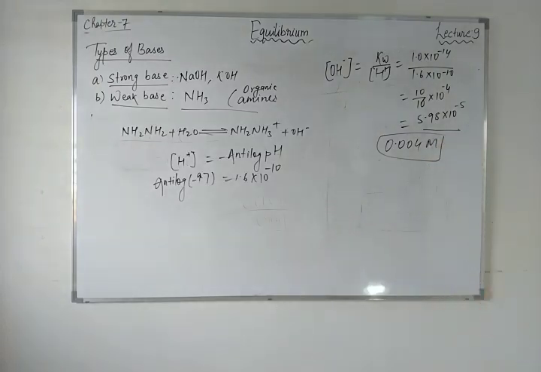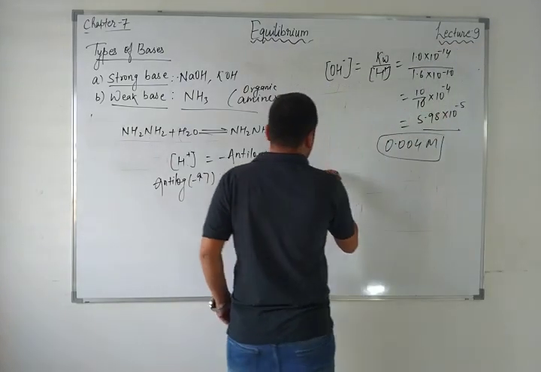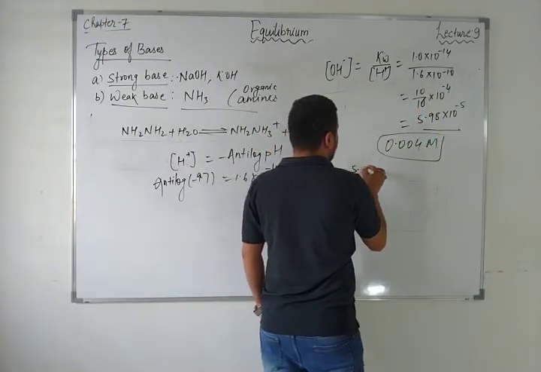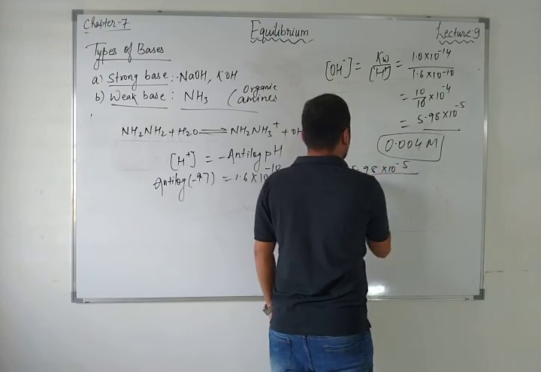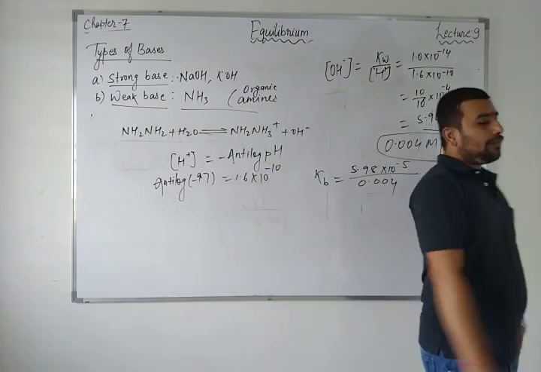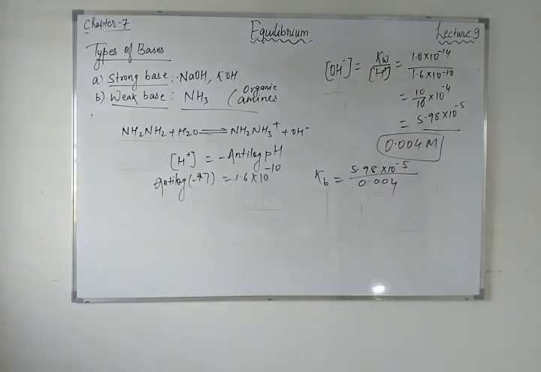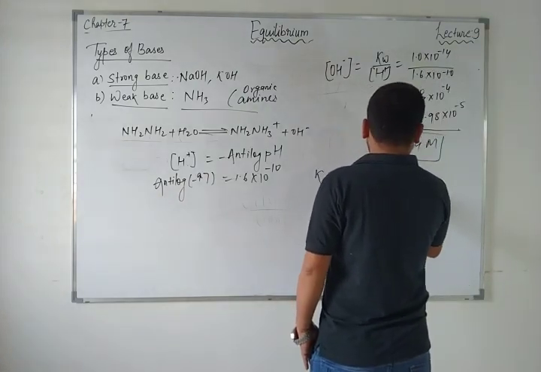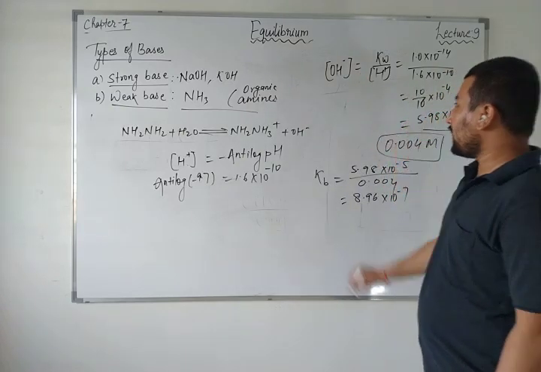Now the second thing in the question is you have to calculate the value of Kb. It's very easy, you know the concentrations very well. Kb is equal to 5.98 into 10 to the power minus 5 upon 0.004. As you divide, you will get 8.96 into 10 to the power minus 7.